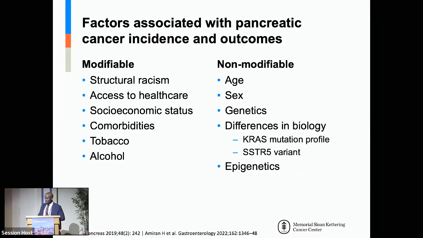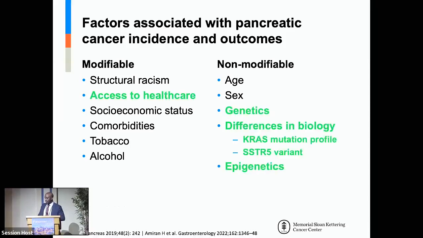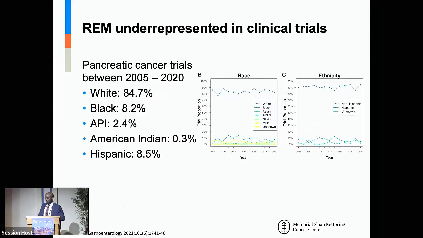Now, there are several factors that affect pancreatic cancer incidence and outcomes. Some are modifiable, some are non-modifiable. I put up this list here to highlight that clinical trials affect a significant number of these. Clinical trials are very important. They allow us to better understand diseases, and also to expose our patients to more promising and newer drugs. They are associated with improved survival.